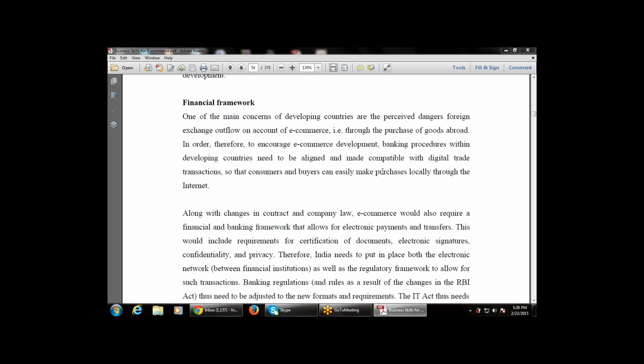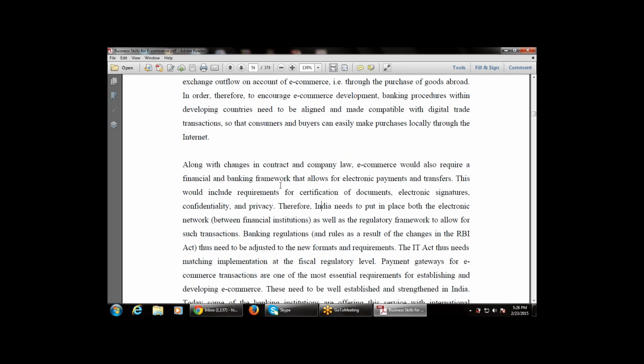Along with changes in contract and company law, e-commerce would also require a financial and banking framework that allows for electronic payment and transfer. That is, whenever there is a change in the contract and company law, e-commerce requires a financial and banking framework that allows for electronic payment and transfer, used for e-commerce.